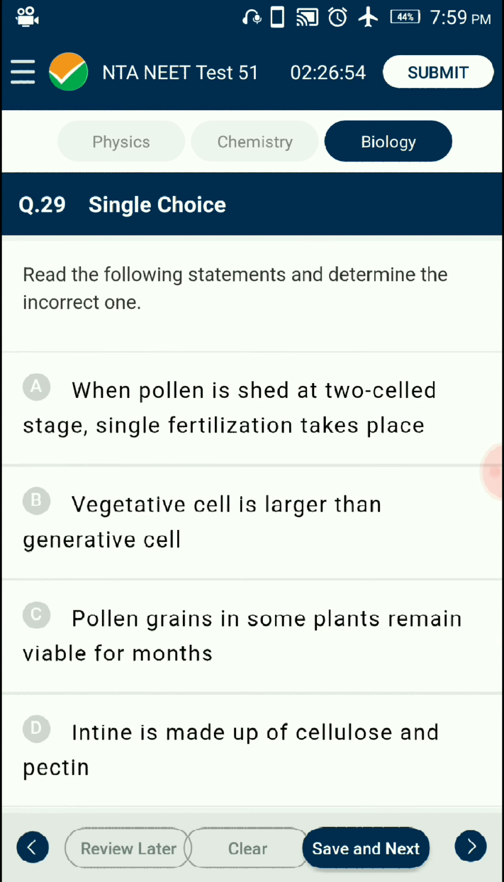Question number 29. Read the following statements and determine the incorrect one. Angiosperms release the pollen in a two-celled stage having a vegetative and a generative cell. The generative cell later divides, forming the two male gametes. These gametes will participate in the characteristic double fertilization process giving rise to the zygote and primary endosperm nucleus. So the answer for this question is option A. When pollen is shed at the two-celled stage, single fertilization takes place. So that is the incorrect one.